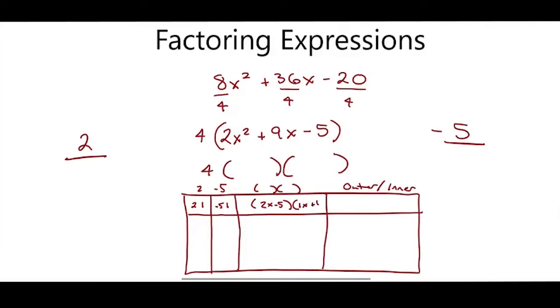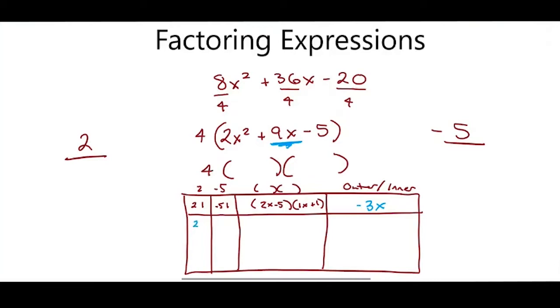1x plus 1. Now, what I mean by my outer and inner terms, if I multiply that term by that term, that gives me 2x. And I multiply this term by this term, that gives me minus 5x. So that means that that's going to be -3x. So my outer inner term is -3x. And that needs to match this plus 9x. And it doesn't. So back to the drawing board.